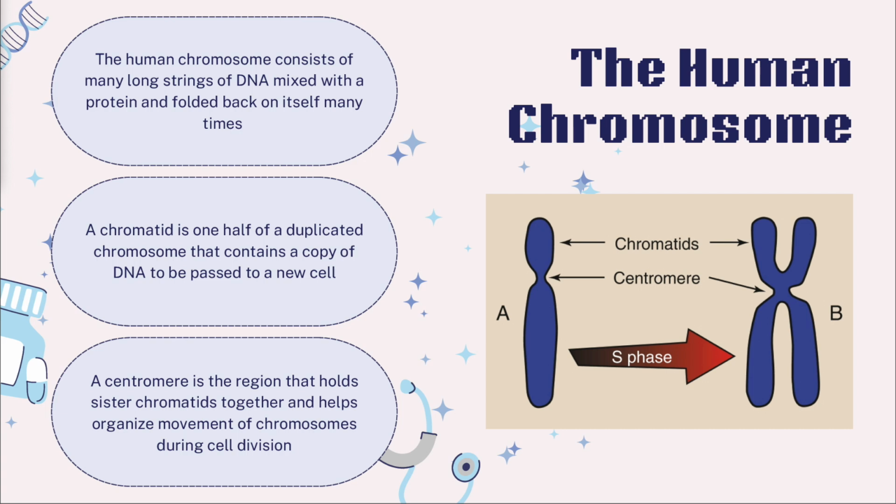You can see where the arrows are pointing where the centromeres are in the chromosomes. A centromere is the region that holds the sister chromatids together. They also help with movement of chromosomes during cell division. All of this will become clearer as we move along in the slides, and their importance will become apparent.